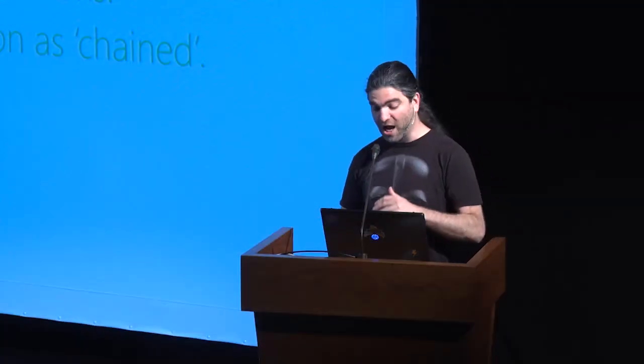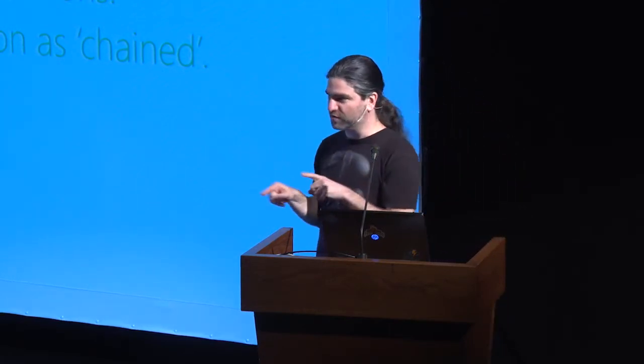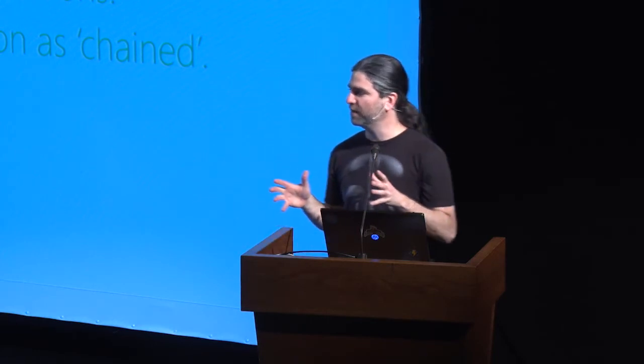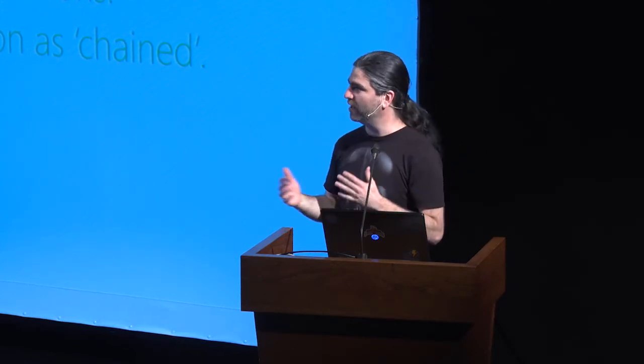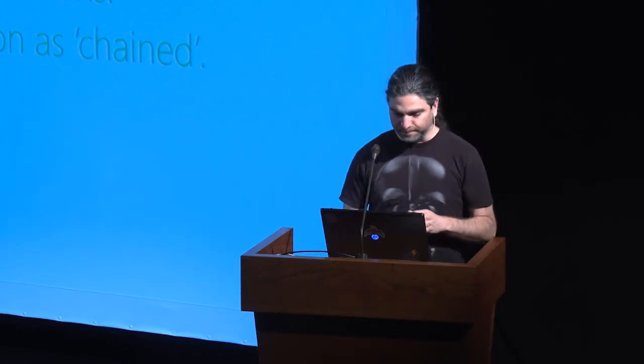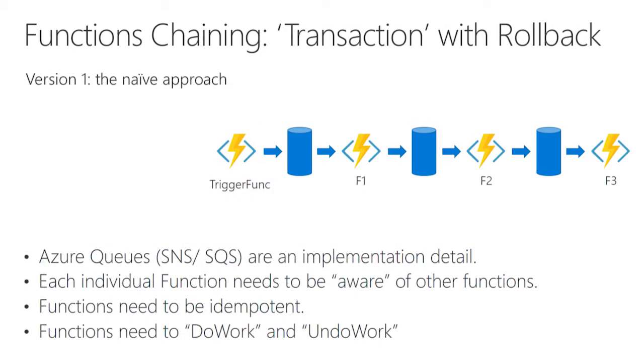So we might solve the first three bullets. However, what happens if I ask you now: I actually want a transaction scope around that chain, right? I need to be able to run something, and I need to handle errors, and I need to handle rollback or undo as well, right? So I wish I could have something that goes in both directions at the same time. Well, apparently there are a few options to do that, and we'll review two of them.